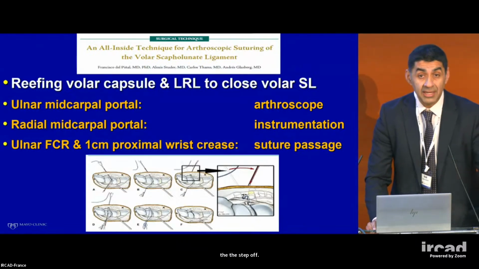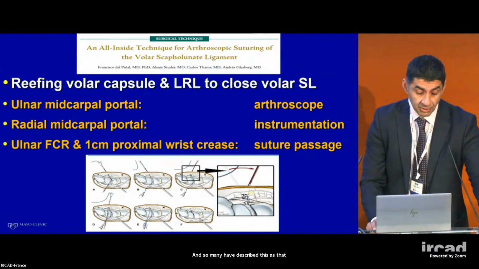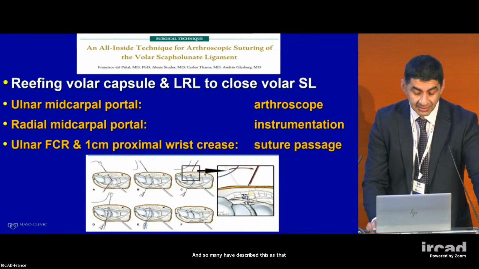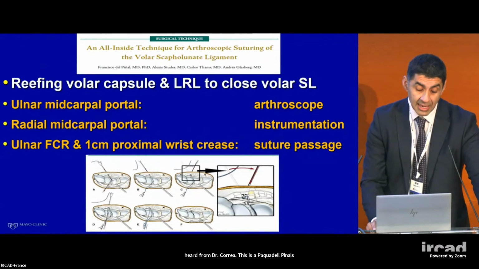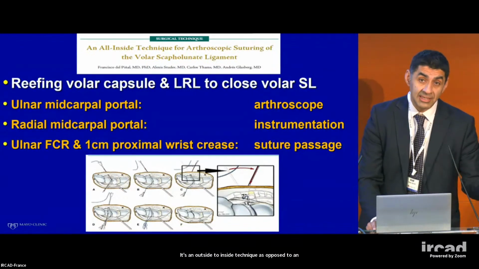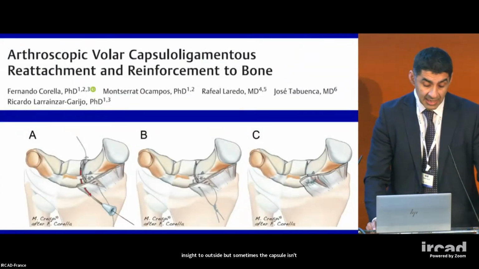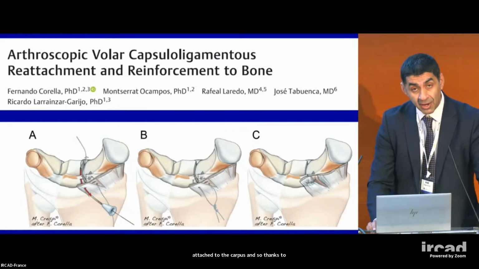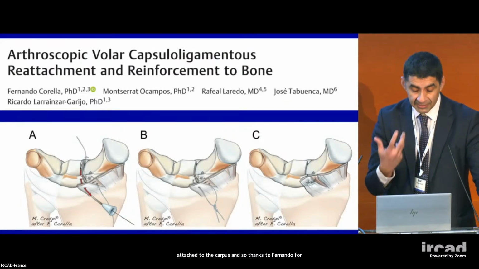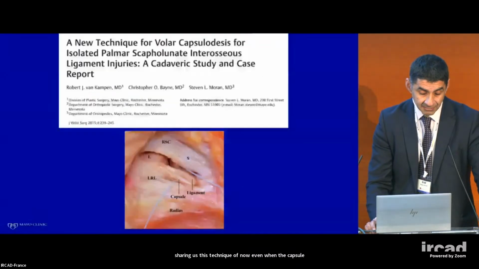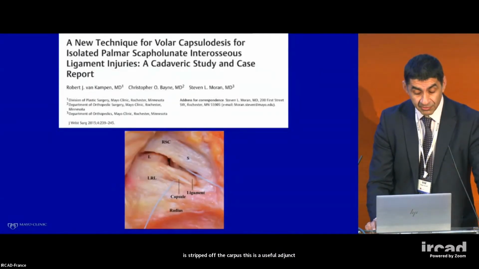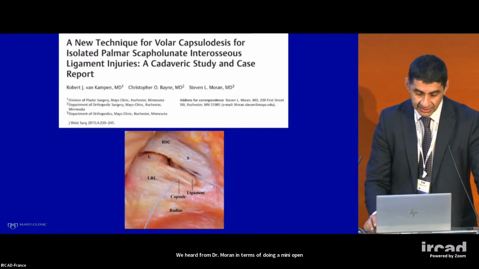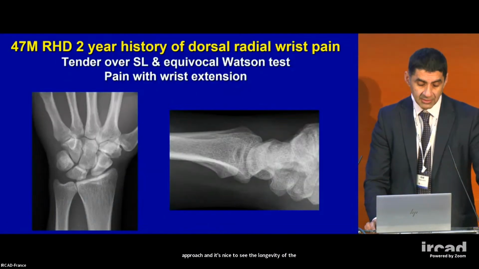And so many have described this. So this is, as we heard from Dr. Correa, this is Paco del Penal's. It's an outside to inside technique as opposed to an inside to outside. But sometimes the capsule isn't attached to the carpus. And so thanks to Fernando for sharing us this technique of now, even when the capsule is stripped off the carpus, this is a useful adjunct. We heard from Dr. Moran in terms of doing a mini open approach, and it's nice to see the longevity of the results that he had shared with us. So that was one case.